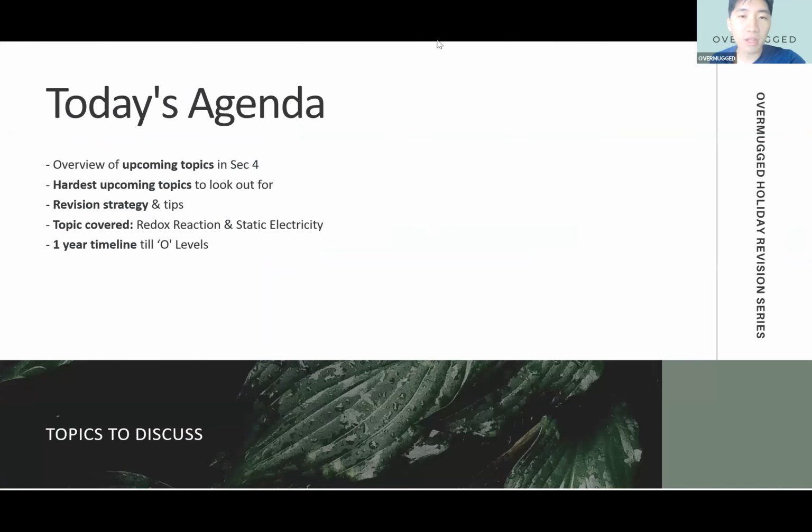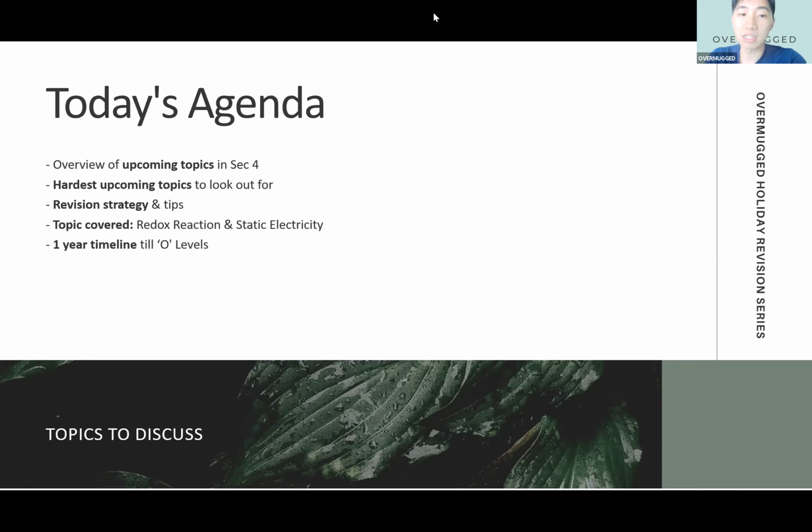We will be talking about what's coming in Sec 4, what are the hardest topics that you must look out for, and some revision strategy that you want to keep in mind. I'll actually be doing redox reaction and static electricity. But take note, I won't be going very in-depth. It's just to give you a taster. I know some of your schools might have done redox already, so you can just sit through it again as if it's a revision. And stay tuned to the end because I'll be covering a 1-year timeline up to O-level. I think this is the one you are most keen about.